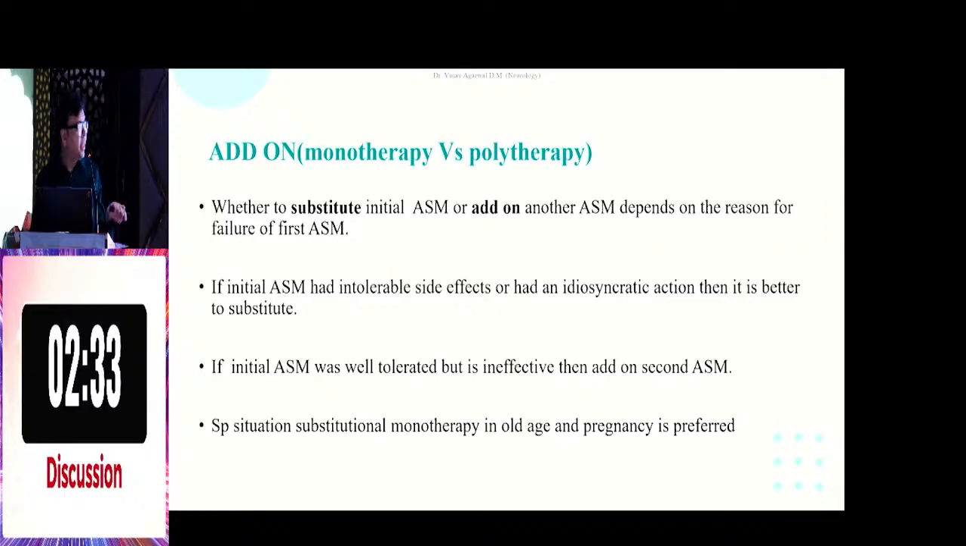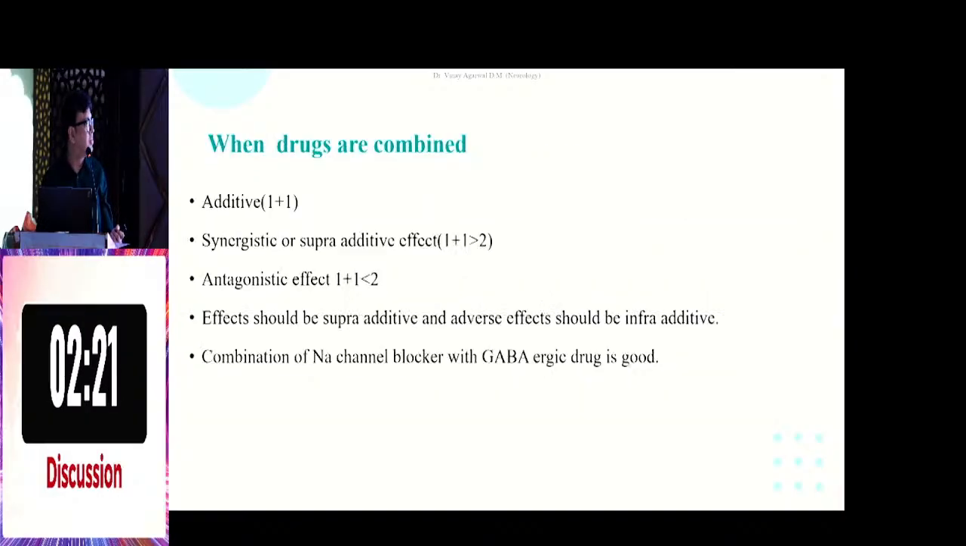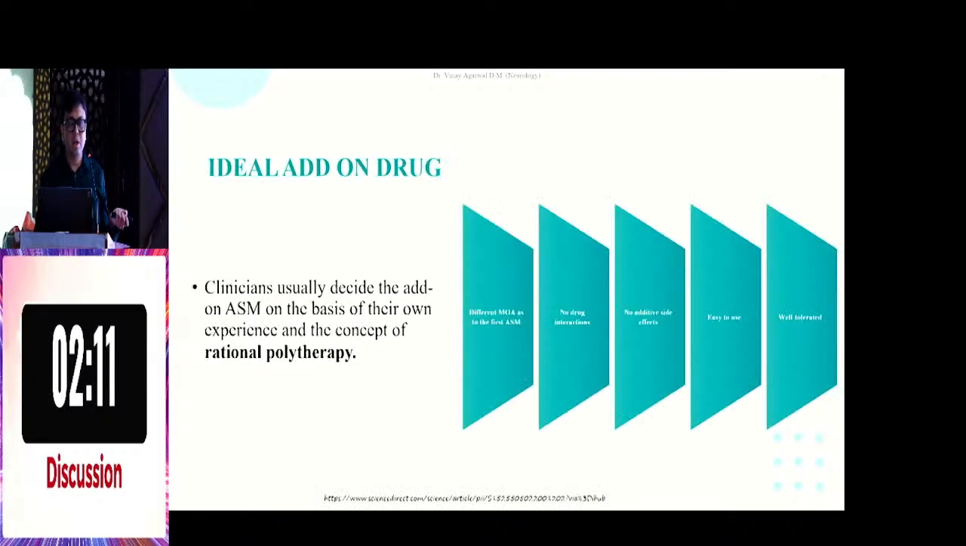A special situation, many gynecologists are sitting here, is pregnancy. In pregnancy, we always prefer monotherapy. We should always try to switch to a single drug. Otherwise, teratogenicity will multiply. When drugs are added, they can have an additive effect, a superadditive effect, or an antagonistic effect. Our target is to have a superadditive effect and an infradditive side effect.